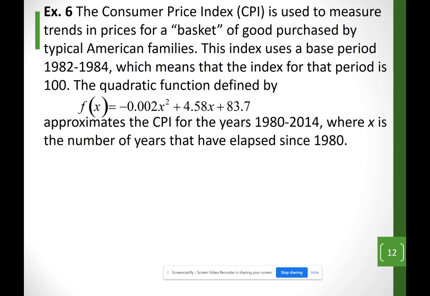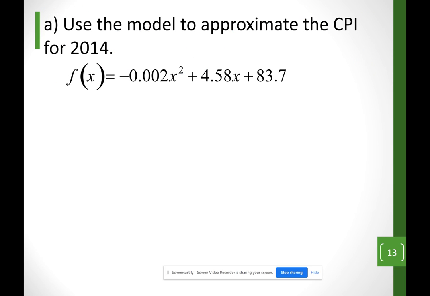The quadratic function defined by this formula approximates the CPI for the years 1980 to 2014, where X is the number of years that have elapsed since 1980. So for us to solve for a year, we're going to solve for X, and that X means how many years after 1980. Once again, this approximates it from 1980 to 2014. Now we're going to use such a formula. Use the model to approximate the CPI for 2014.